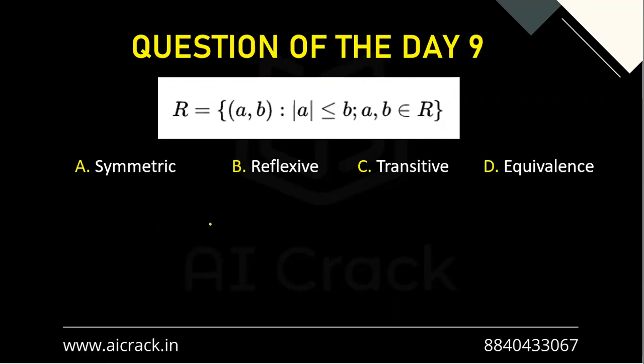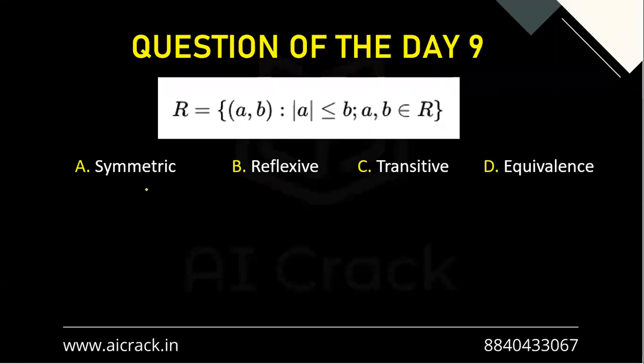Hi everyone, let's discuss QOD 9. We have been given one relation (a, b) where |a| is less than or equal to b, with (a, b) belonging to R. Now we have to check whether this relation is symmetric, reflexive, transitive or an equivalence relation.